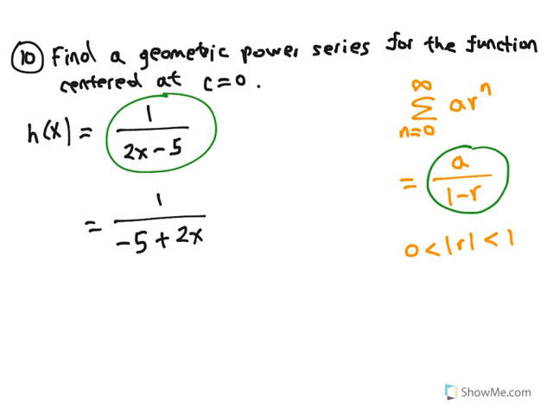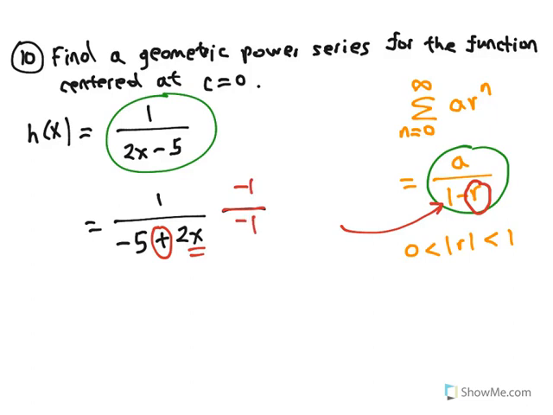Because I need to have a minus r. And of course, the x will be a part of the common ratio because we want to write a geometric power series. I need to have 1 minus r. Right now we have a plus. An easy way you can deal with that is to multiply the numerator and the denominator by negative 1.